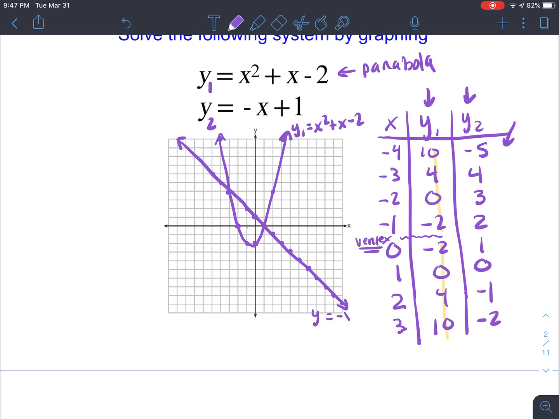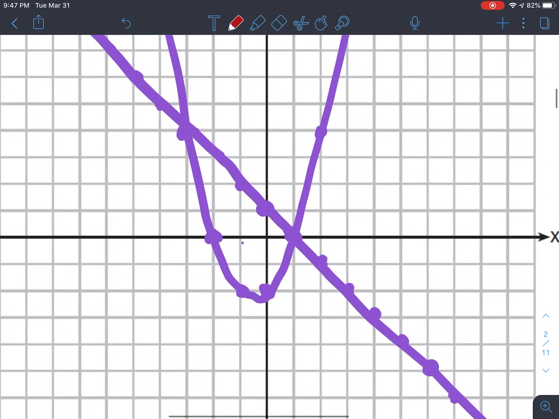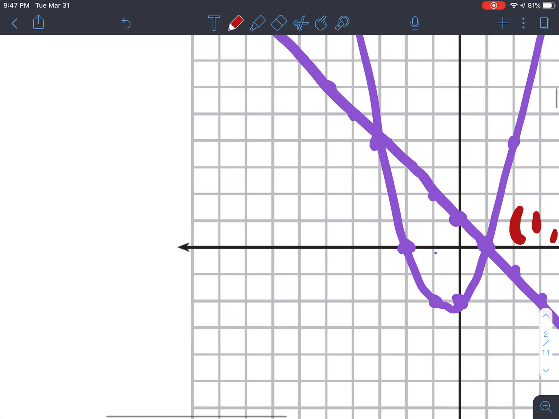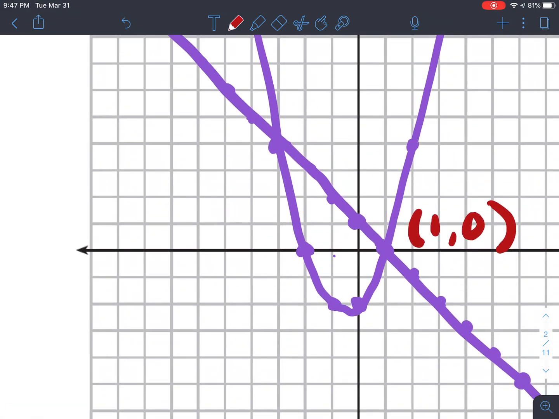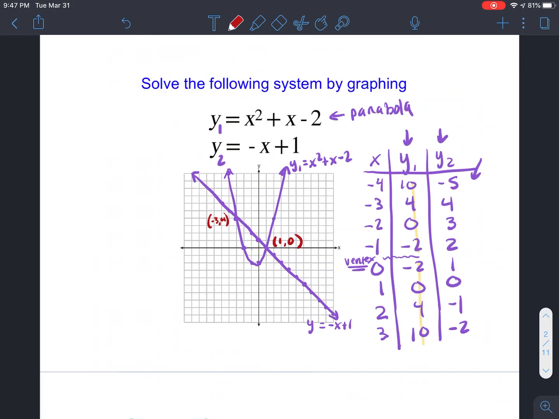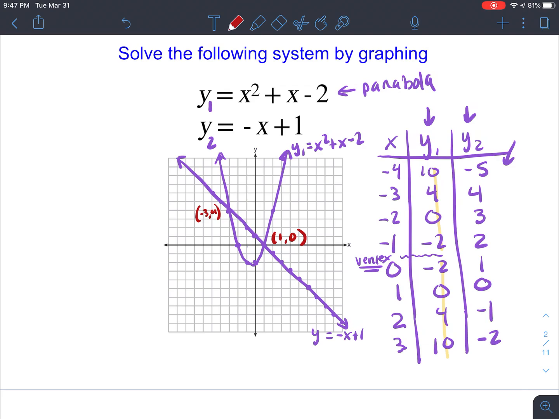Okay, so we connect those points and we label it y is equal to negative x plus 1. All right, so now we have our graph. At this point, we should be able to see where our points of intersection are. We have a point of intersection at 1, 0, and a point of intersection at 1, 2, negative 3, 1, 2, 3, 4.